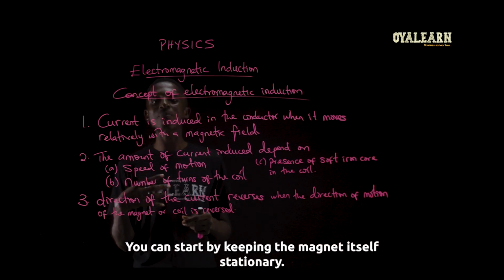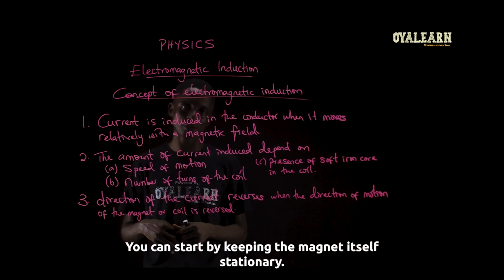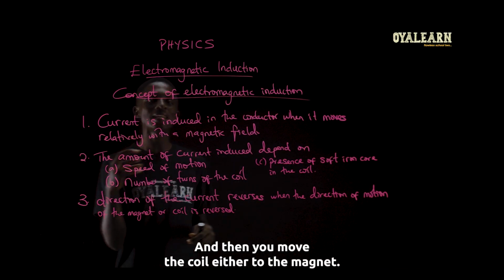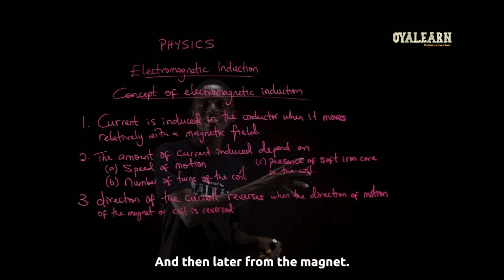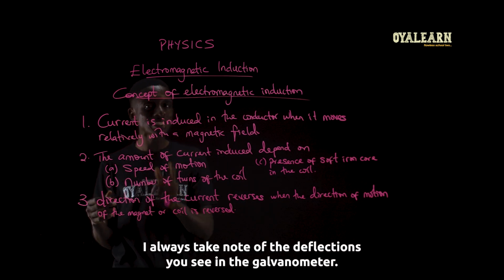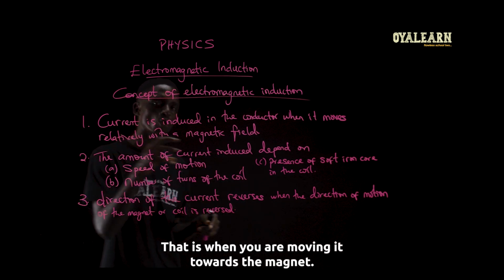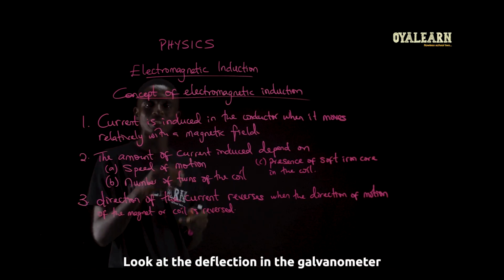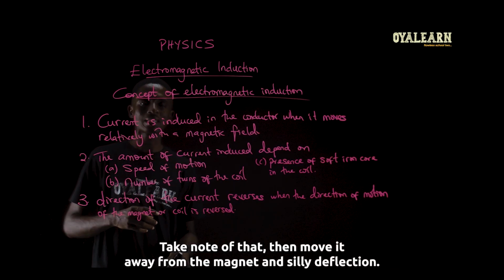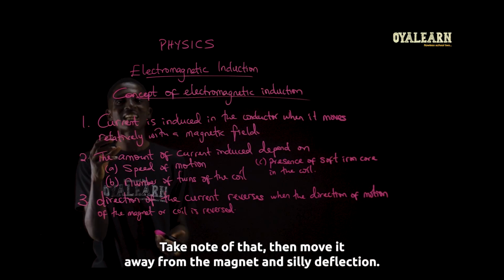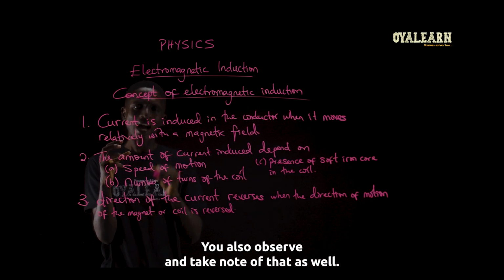At first, you can start by keeping the magnet itself stationary, and then you move the coil either towards the magnet and then later away from the magnet. And always take note of the deflections you see in the galvanometer. That is, when you are moving it towards the magnet, look at the deflection in the galvanometer, take note of that, then move it away from the magnet and see the deflection you also observe and take note of that as well.